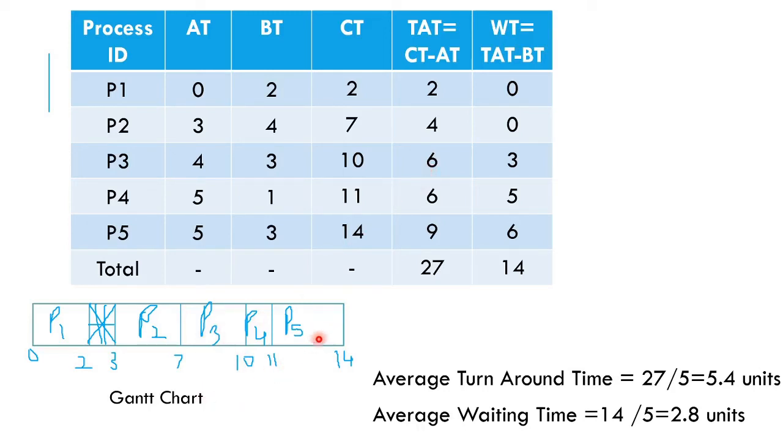If I talk about P5, P5 came at 5 only. At 5 seconds would be somewhere here. It completed at 14. So 14 minus 5, 9. So it stayed in the system for 9 seconds. So that is actually the meaning of turnaround time.